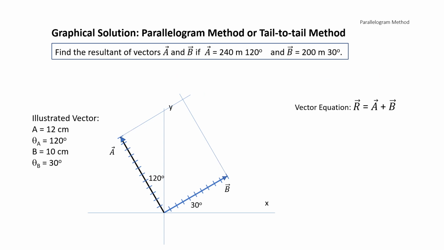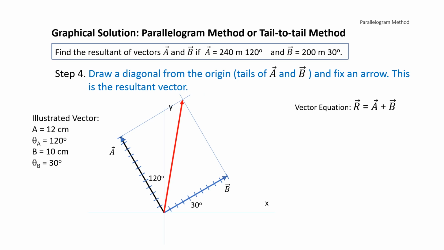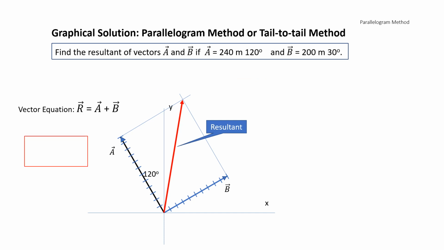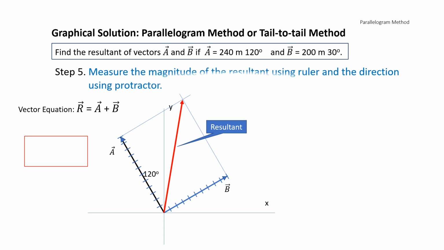Draw a diagonal from the origin to the opposite corner and fix an arrow. This arrow is the resultant vector. So the diagonal of the parallelogram formed by vectors A and B is the resultant vector. Measure the magnitude of the resultant using a ruler and the direction using a protractor.